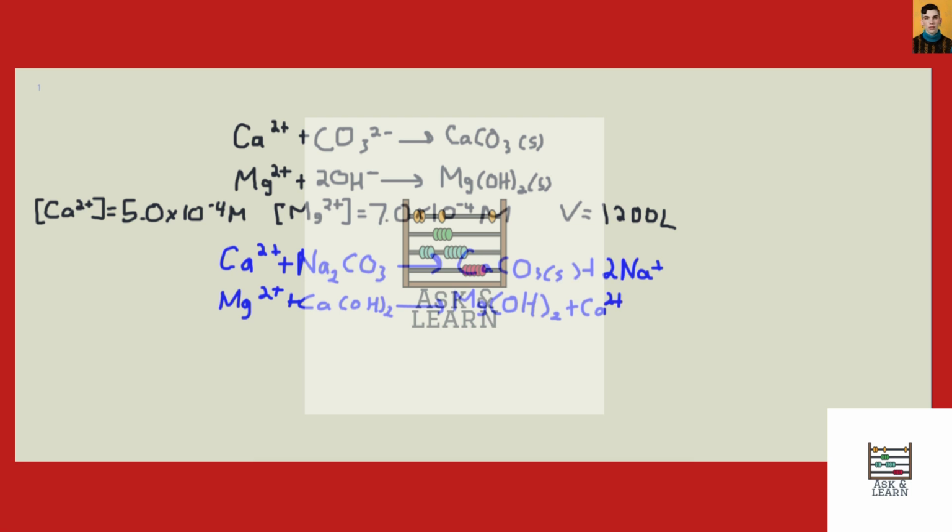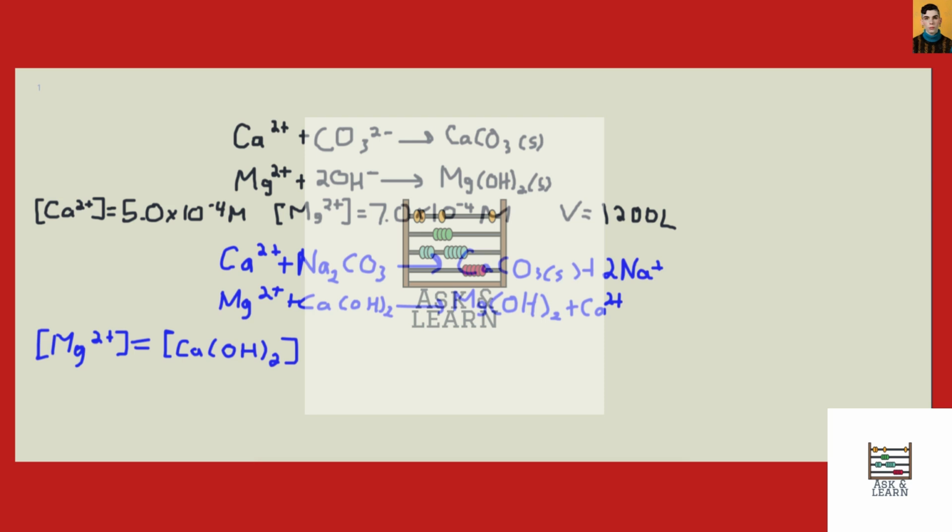So you can see that there's a 1-to-1 ratio between the calcium and the sodium carbonate, and the magnesium and the calcium hydroxide. So let's start with calcium hydroxide and magnesium. Since they're in a 1-to-1 ratio, the concentration of our calcium hydroxide should be equal to the concentration of our magnesium, theoretically.